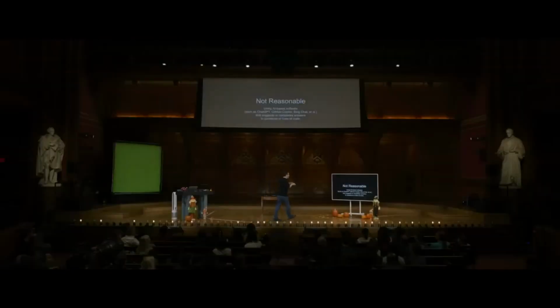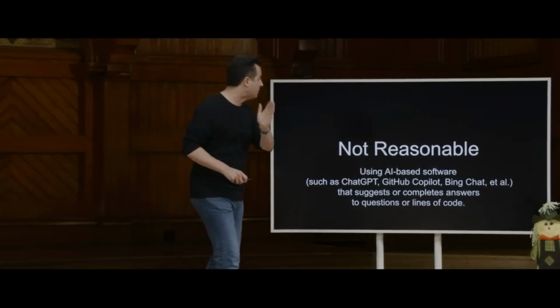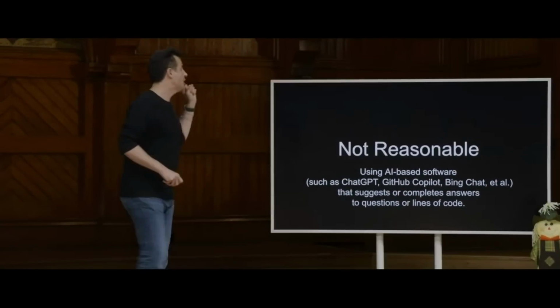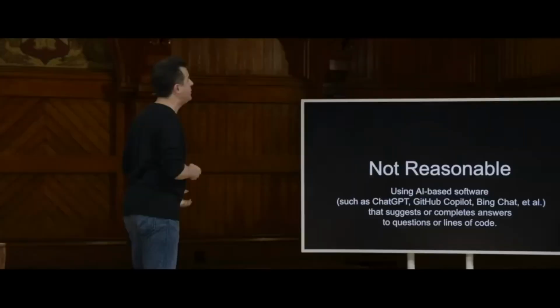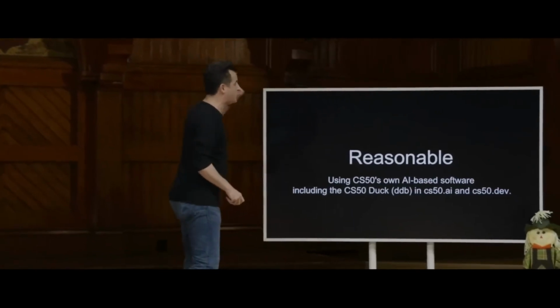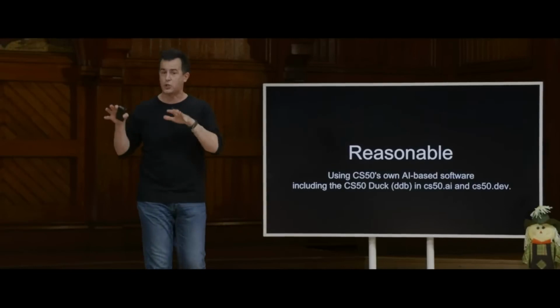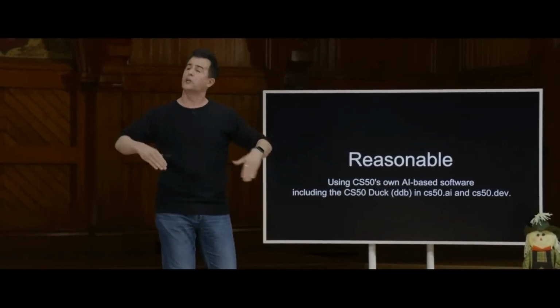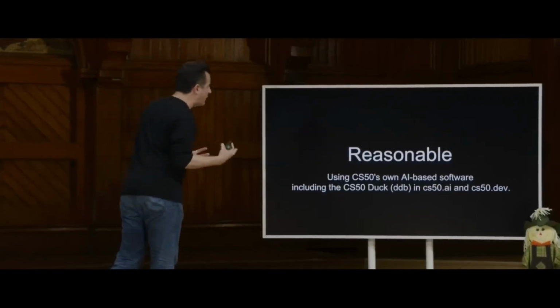And so we simply prohibit by policy using AI-based software such as ChatGPT, third-party tools like GitHub Copilot, Bing Chat, and others that suggest or complete answers to questions or lines of code. But it would seem reactionary to sort of take away what technology surely has some potential upsides for education. And so within CS50 this semester, as well as this past summer, have we allowed students to use CS50's own AI-based software, which are in effect, as we'll discuss, built on top of these third-party tools, ChatGPT from OpenAI, companies like Microsoft and beyond.